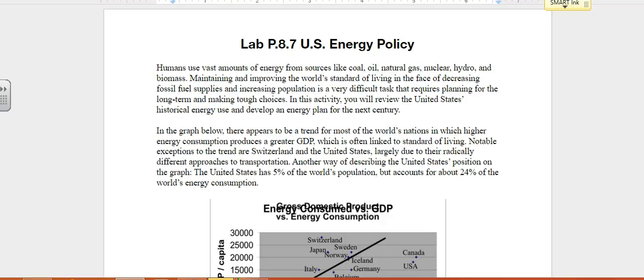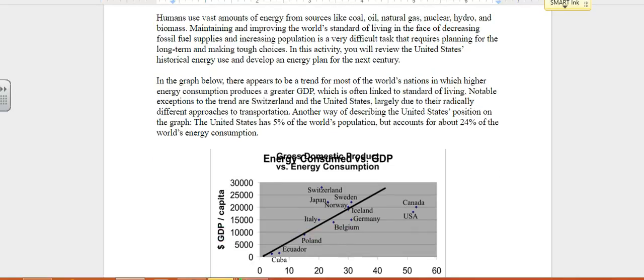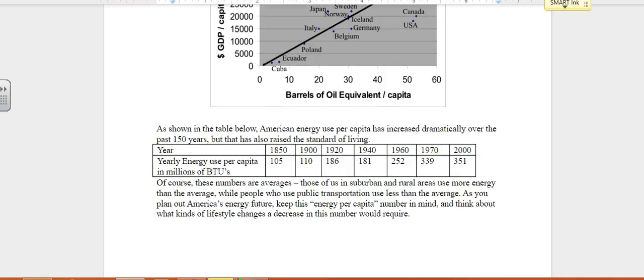First off, you're going to open this Google Doc that's shared on Google Classroom, and it says US Energy Policy. Basically, you're going to create an energy policy up until 2050, and I'll walk you through that. This all is just introduction stuff. You can read about it.